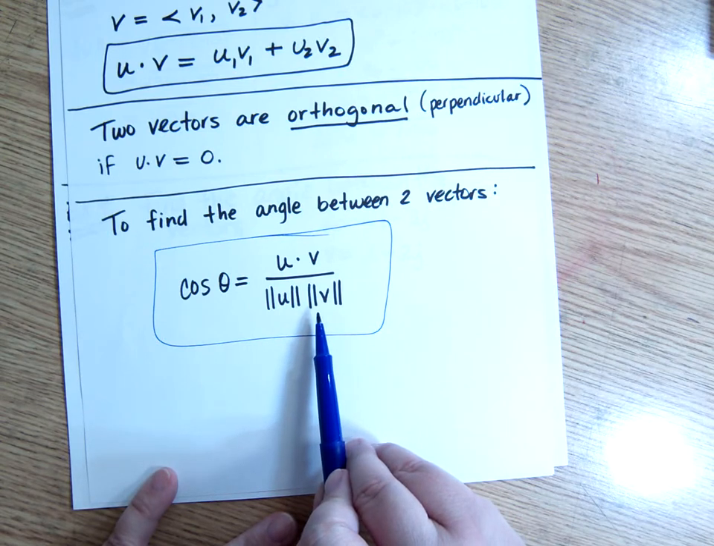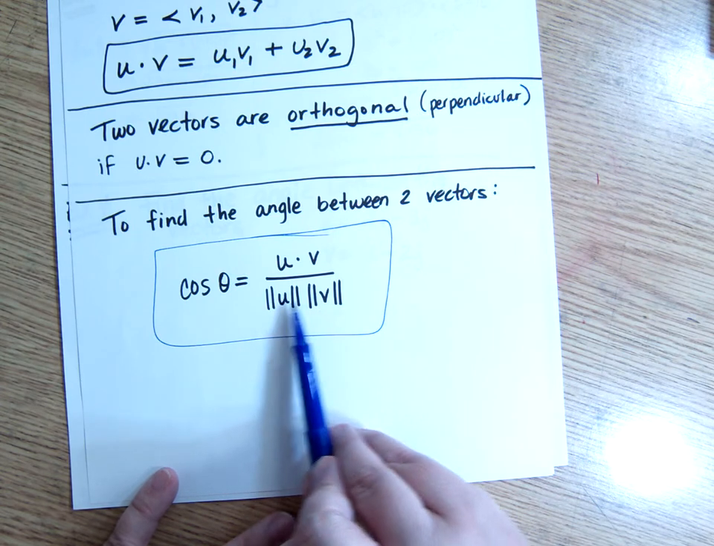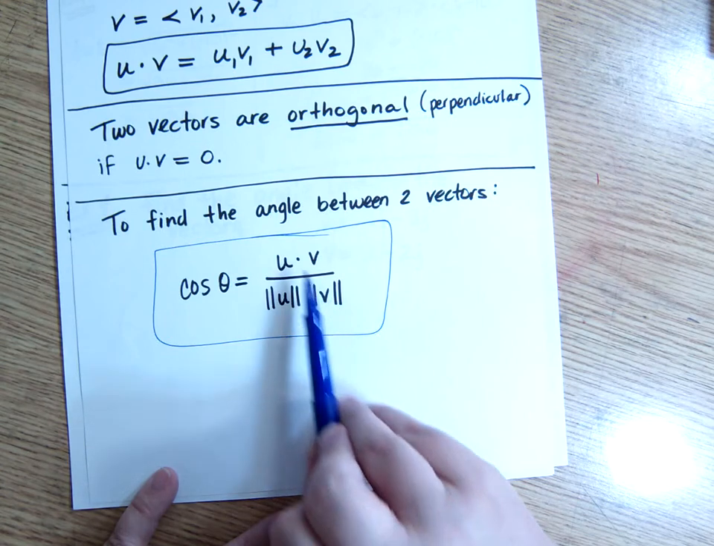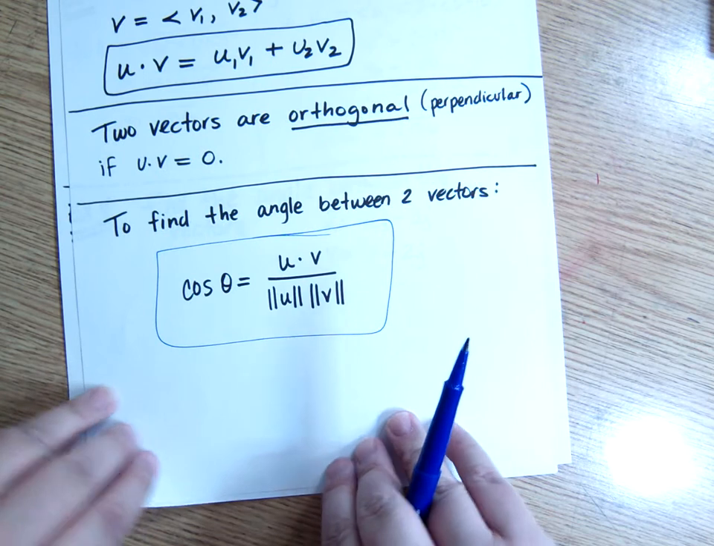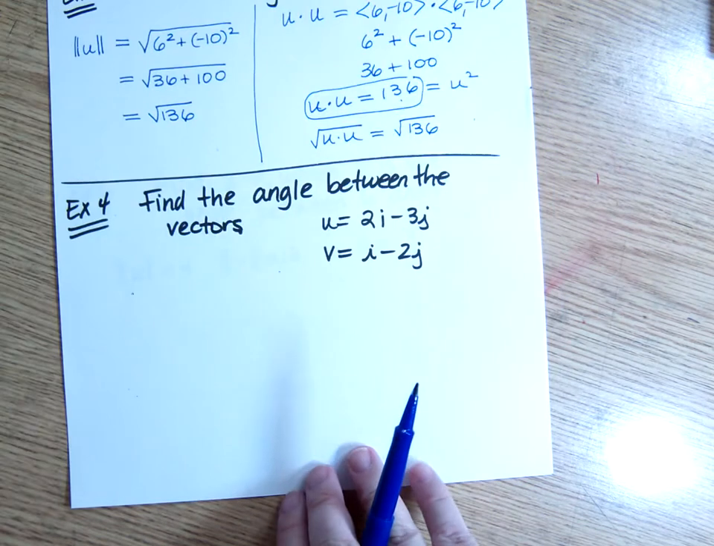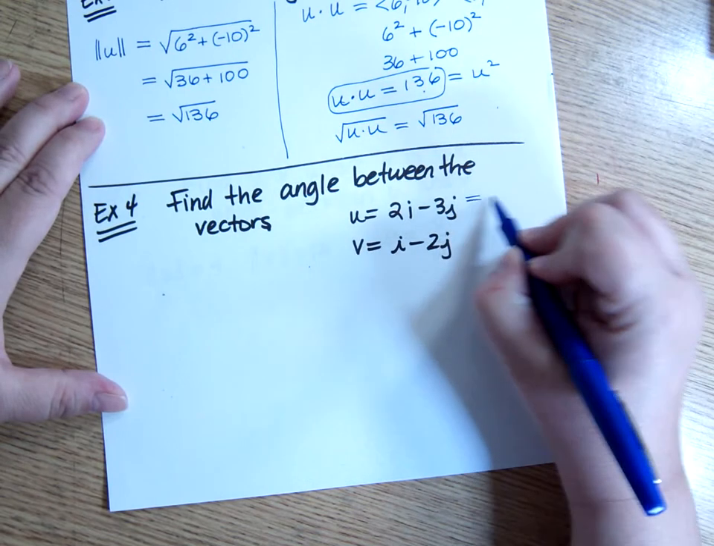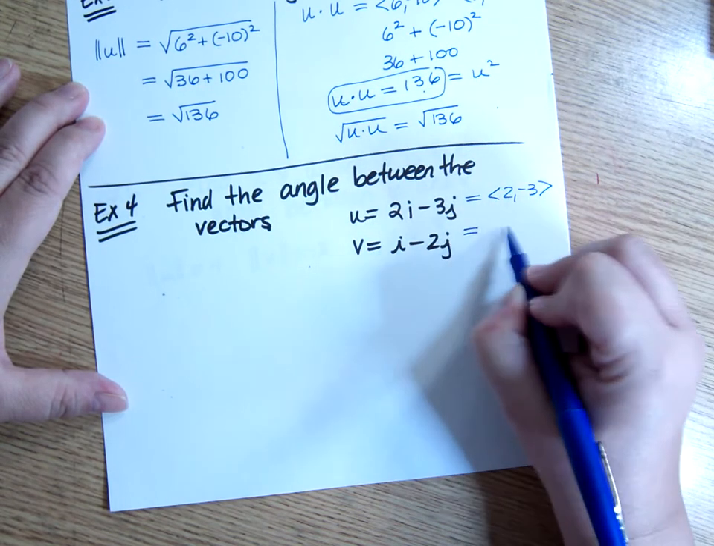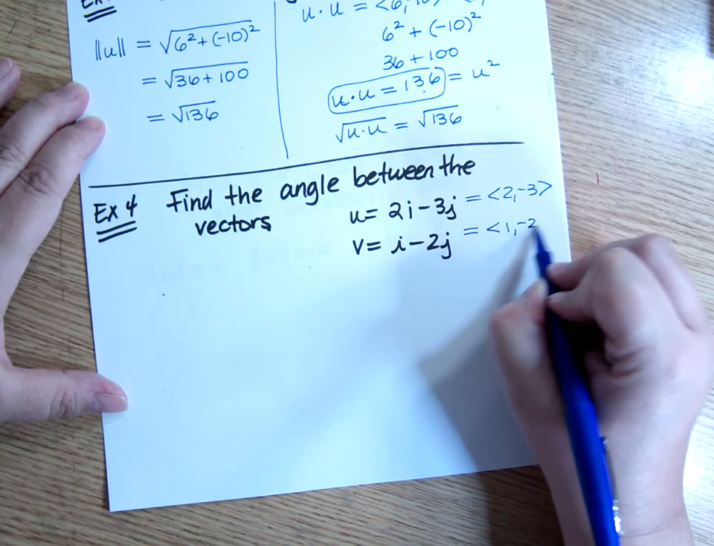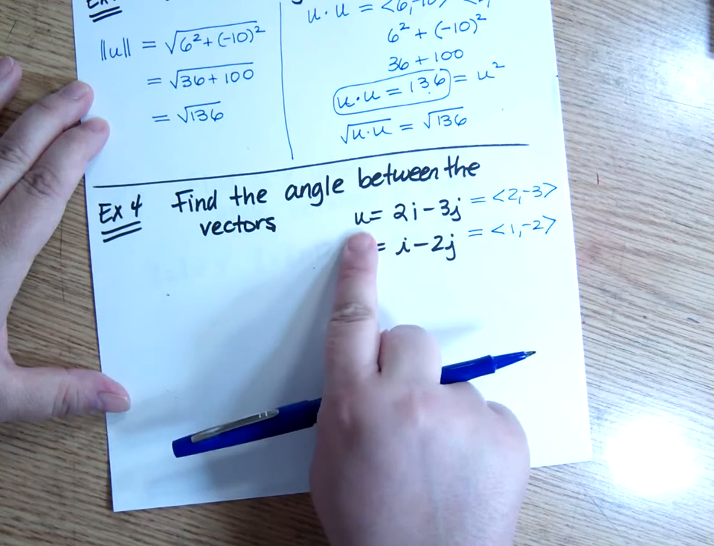So in order to do this, there's basically 3 things I need to do. I need to find the magnitude of u, find the magnitude of v, and find the dot product. And I do have to multiply these, but that's not really as much a vector operation as it is just plain old math. So this one is in component form 2, negative 3. This one is in component form 1, negative 2. And remember, here's the formula.